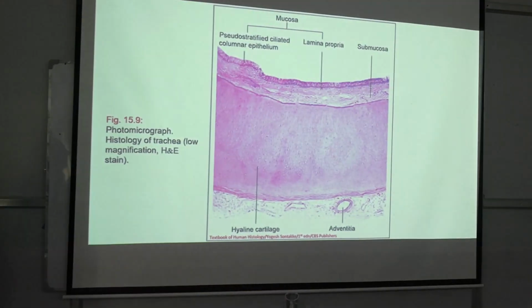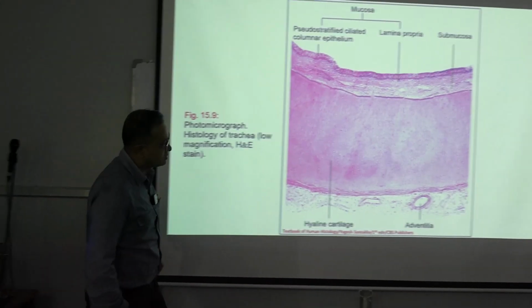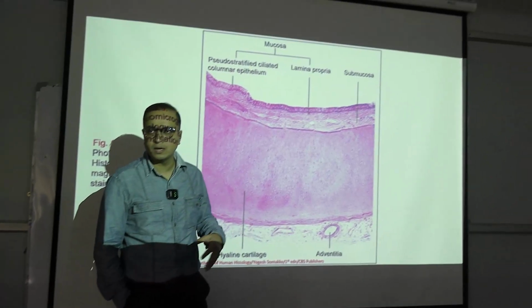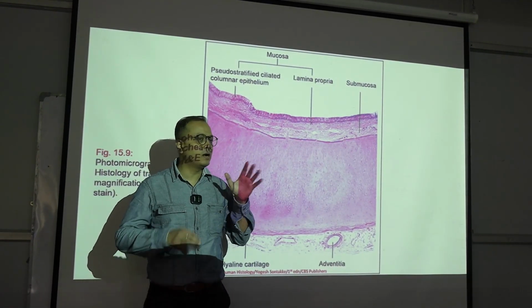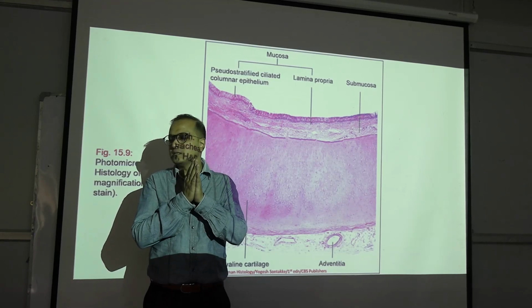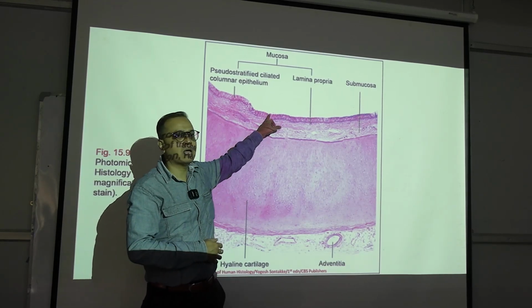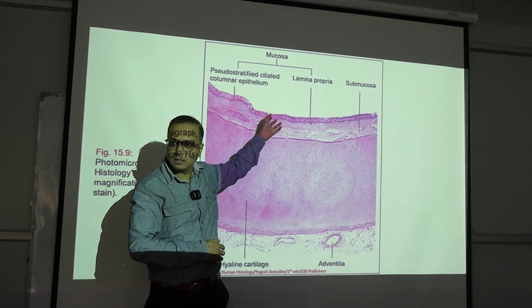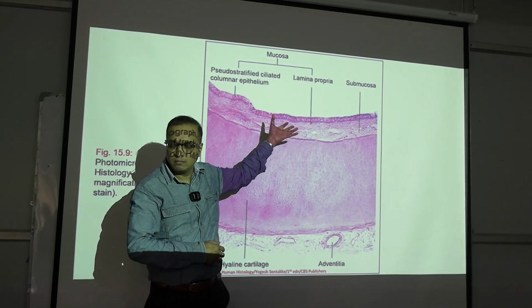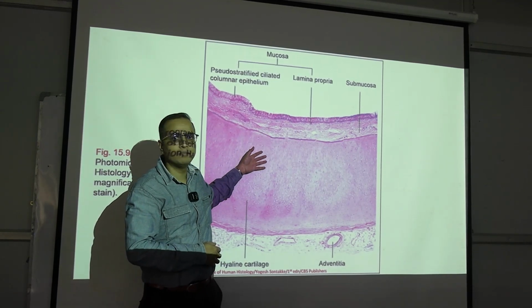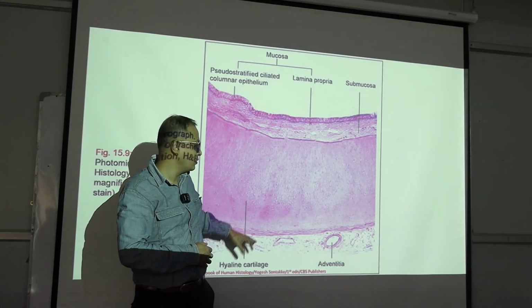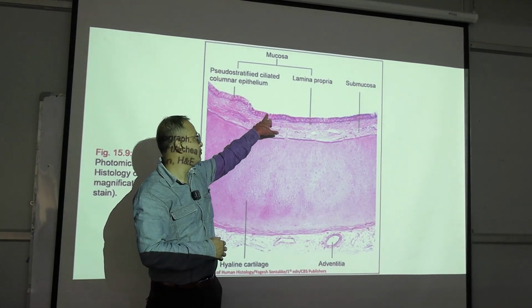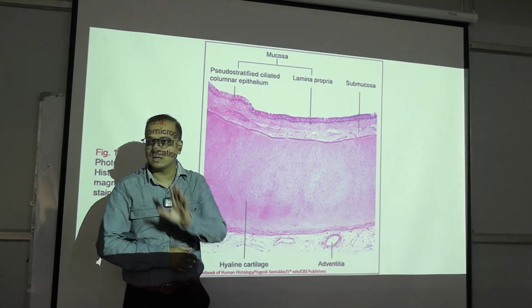It has a lumen, and the wall has 4 layers. What are the 4 layers? Inside out, you have to mention them. What is each of these 4 layers consisting of? Mucosa has cells. What kind of cells? You have to mention. Then the submucosa contains this. Then we have the cartilage layer, which is hyaline cartilage, and then we have the adventitia layer. So there is one feature, second feature, third feature, and that is the end of the story.